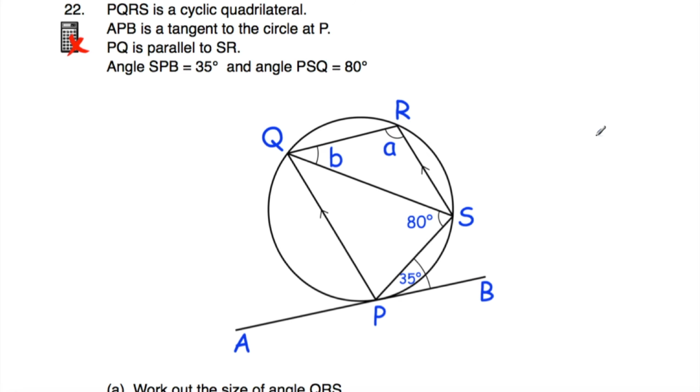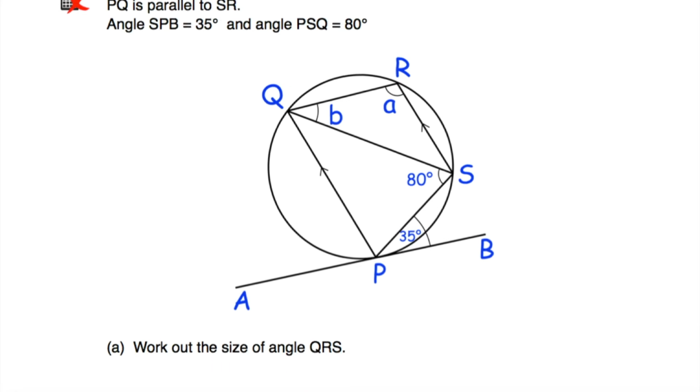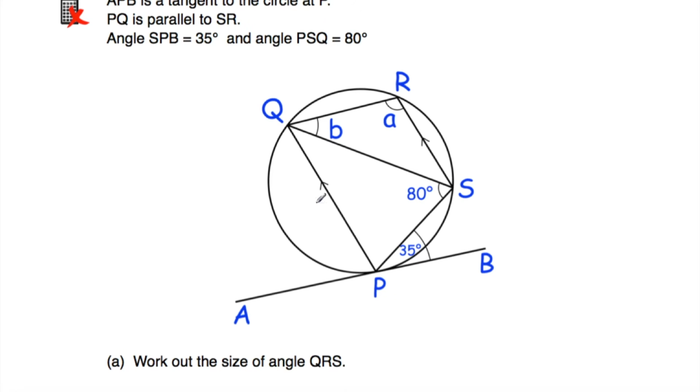Okay, if I want to find the size of this angle, now we've not been asked to give reasons, so we can just work it out. Having a look at this diagram, the first thing that I notice is that we have got this triangle PQS, and we've got the angle between the tangent and that triangle.